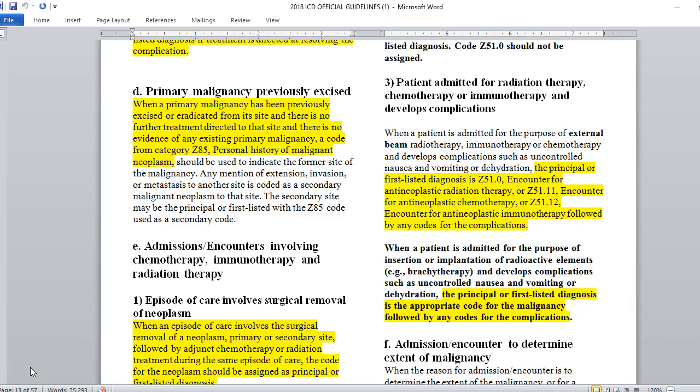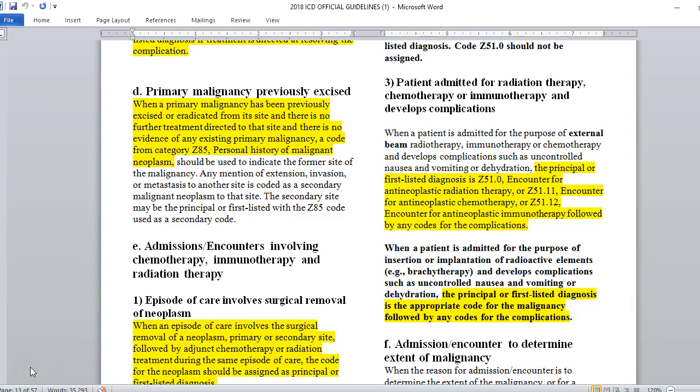for the complications. So again, the first thing that we're going to have to do is put the therapy first, because the therapy is what caused the complications. So we put the therapy code first, then the complications, then we're going to code the neoplasms. Now, it goes on. Again, anything in bold this year, remember, is new.